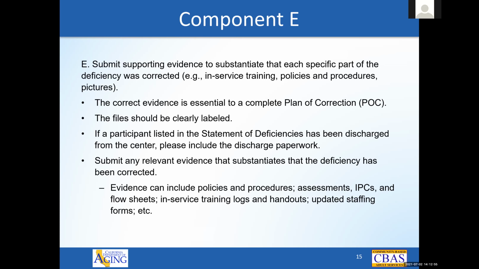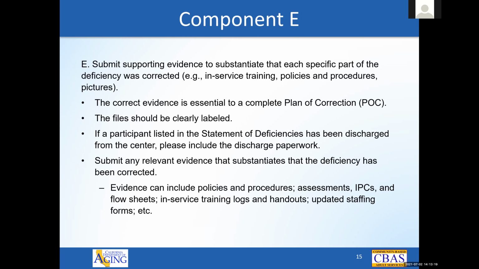Each citation has 4 different components, so I've seen some centers label it for citation number 1, component A, 1A, 1B, 1C. So that's very, very clearly labeled. It's a lot easier to read and upload that way as well.